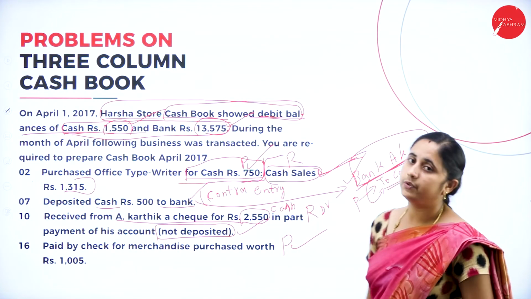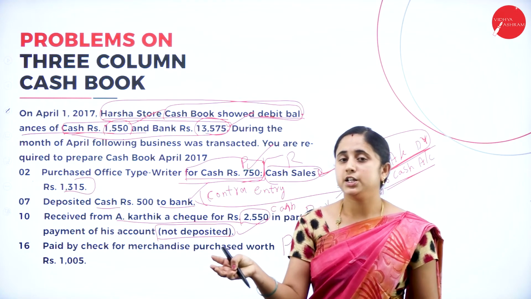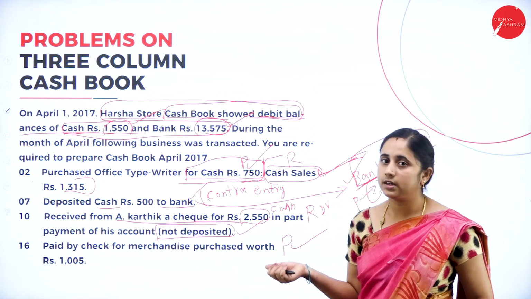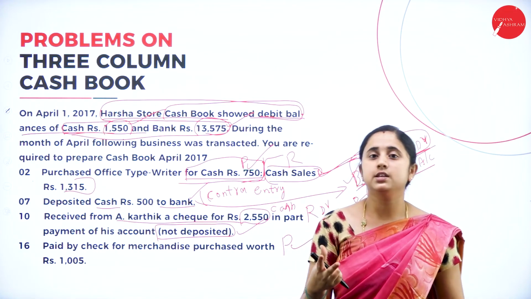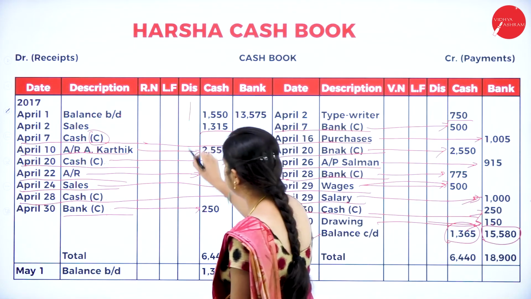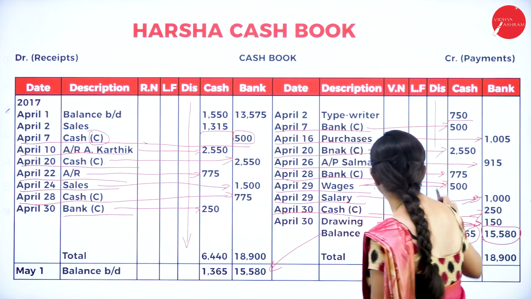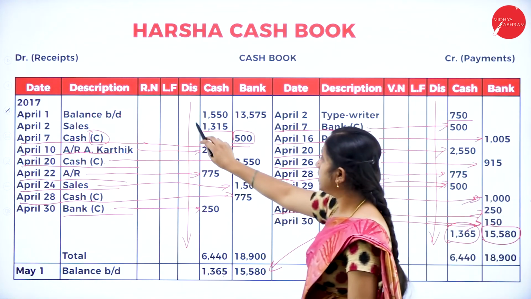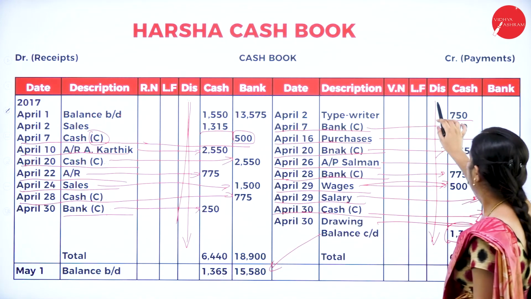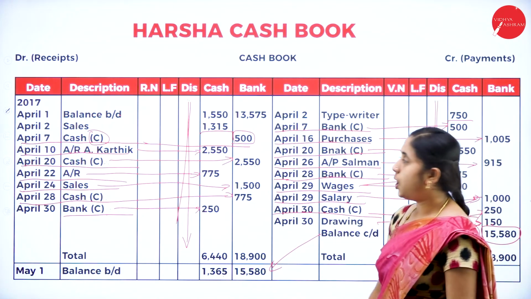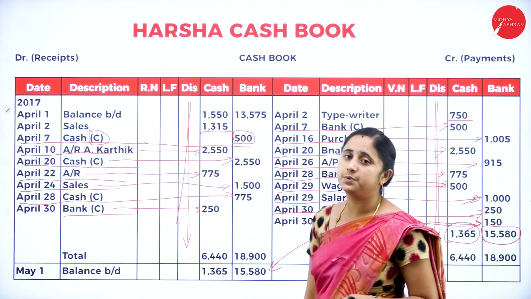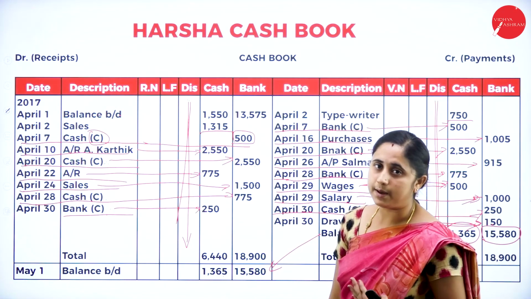The difference is we have 3 amount columns. In addition, one more concept, contra entry. Here you will record all the cash transactions, bank transactions as well as discount. In this problem, you don't have any discount. So this column is blank. If any discount received, you will record the discount received on the debit side and discount allowed on the credit side. So that is the difference between single column and 3-column cash book.